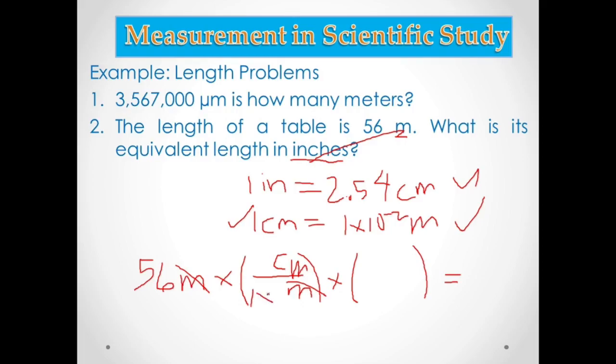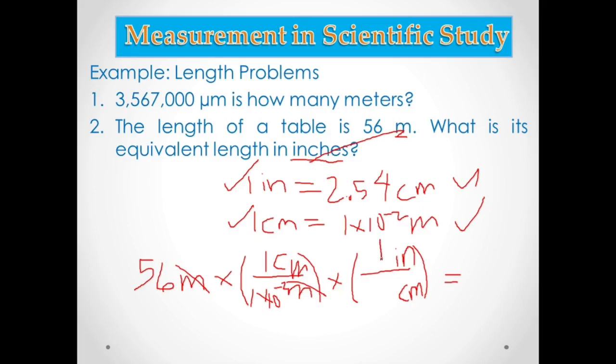So 1 times 10 to the negative 2 meter, which is actually 1 centimeter. The next conversion factor is you convert centimeter to inches. Since your centimeter is located on the numerator of the given, the centimeter in the second conversion factor should be at the denominator, and your desired unit should be at the numerator.